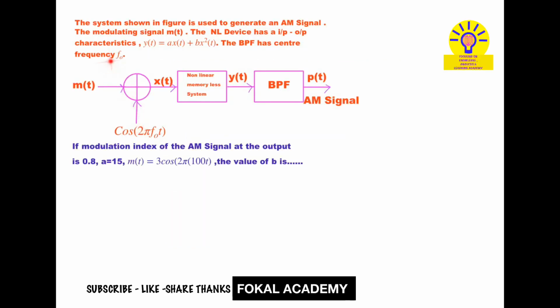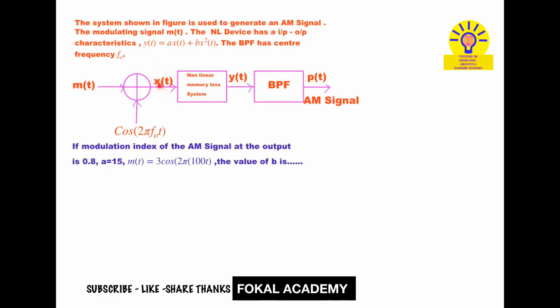See here, a system is shown in the figure. This system can generate the AM signal. Here m(t) is given as the message signal and cos(2πf₀t) is the carrier signal. These two signals are added at the summing point. The output is called x(t).